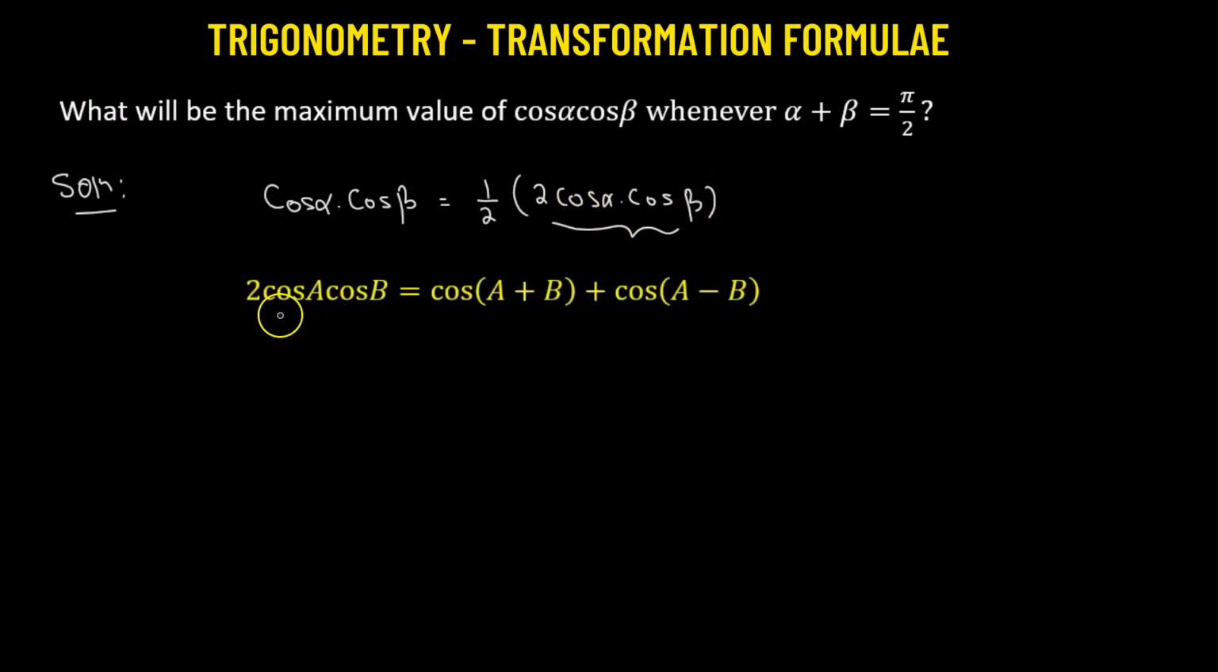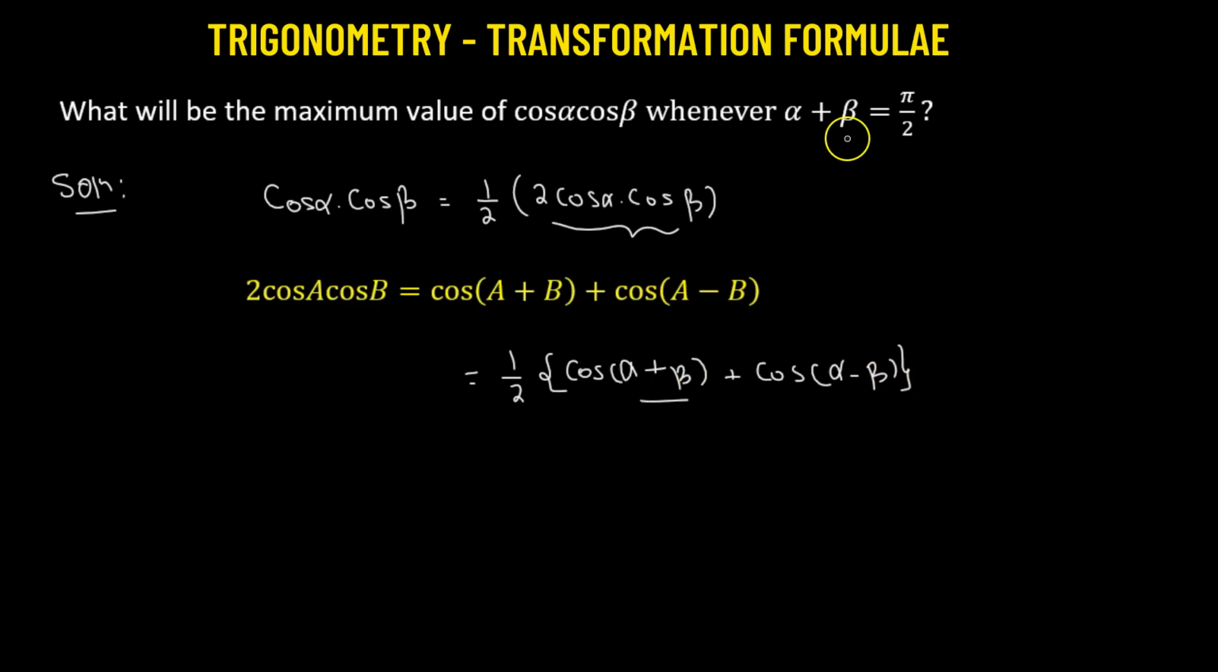So here we see that if we have 2 times cosine of A times cosine of B, that becomes equal to the sum of two cosine functions. So let's rewrite the given function. So we have half. So in place of 2 times cosine alpha times cosine beta, we're going to have cosine of alpha plus beta plus cosine of alpha minus beta.